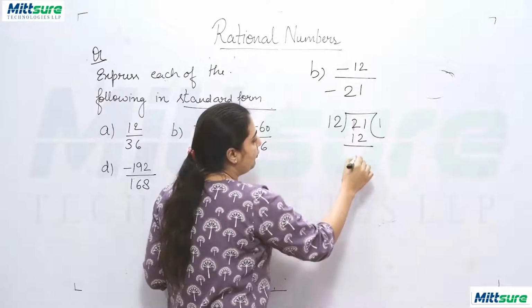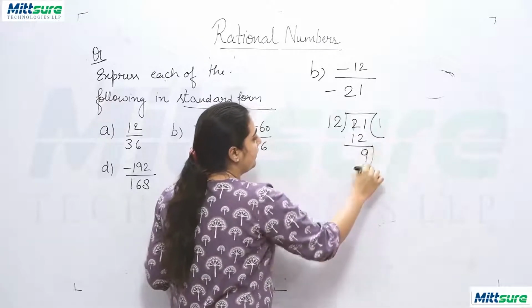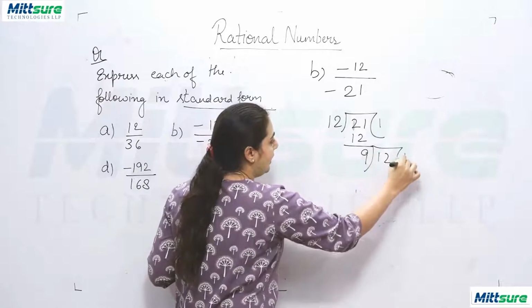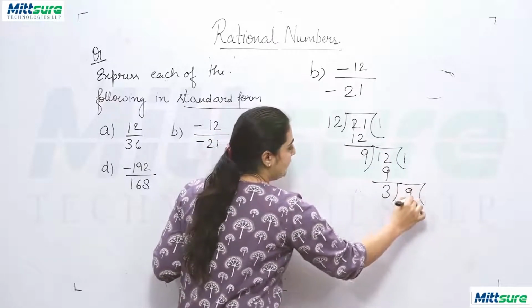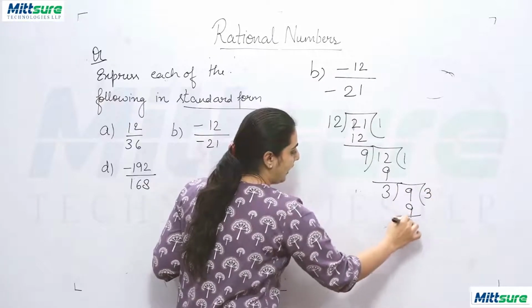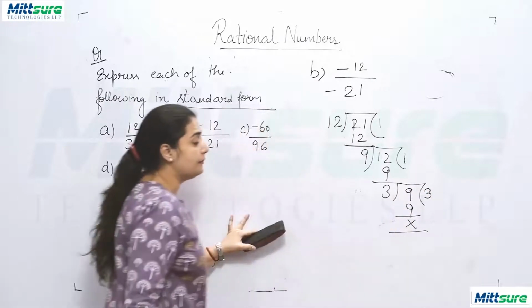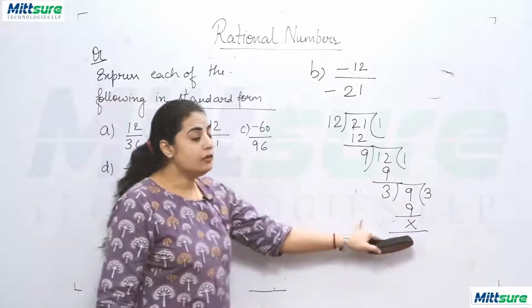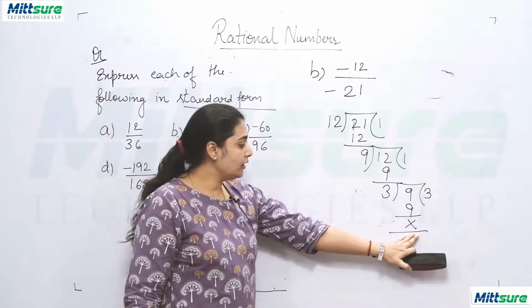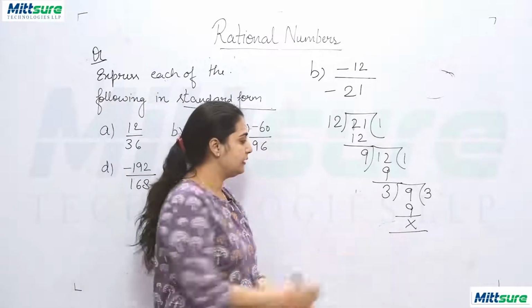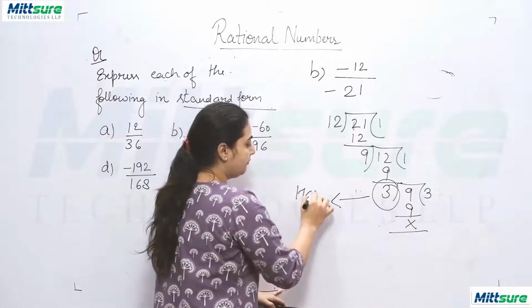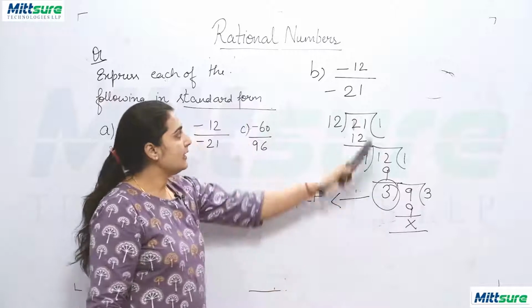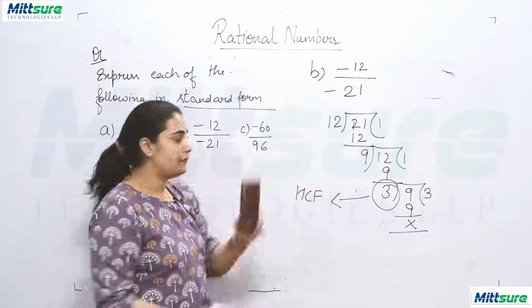12, 21 minus 12 is 9. Here 12 will come, again 9 goes... this 9 goes 3 times. And we reach a complete division where no remainder is left. Now here no remainder is left. That means 3 is the HCF I am looking for. So 3 is the HCF of 12 and 21.